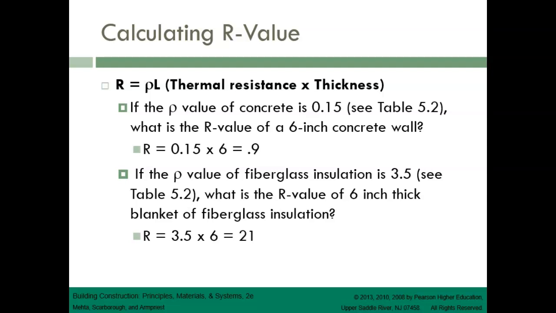So the P value of fiberglass insulation is 3.5 from table 5.2. What is the R value of a 6-inch thick blanket of fiberglass insulation? To find it, I would go to the table and find the P value of that fiberglass insulation, which is 3.5, and multiply it by 6. So 3.5 times 6 is equal to 21.